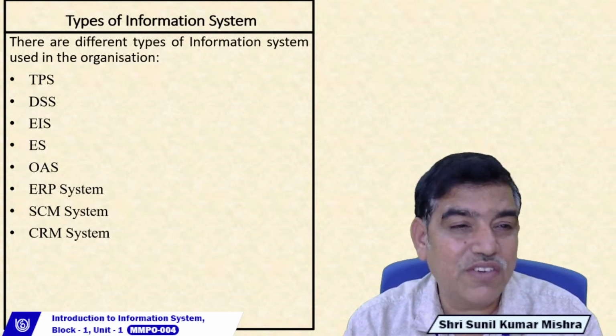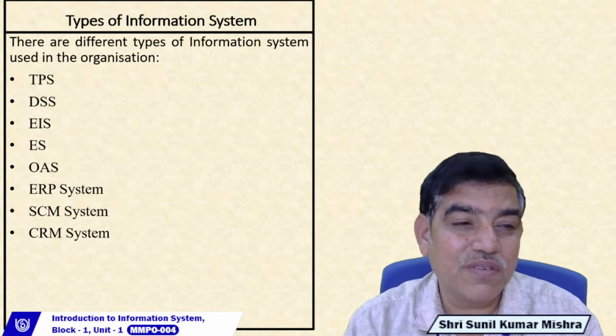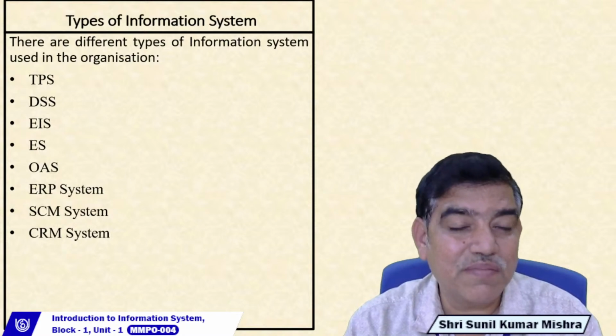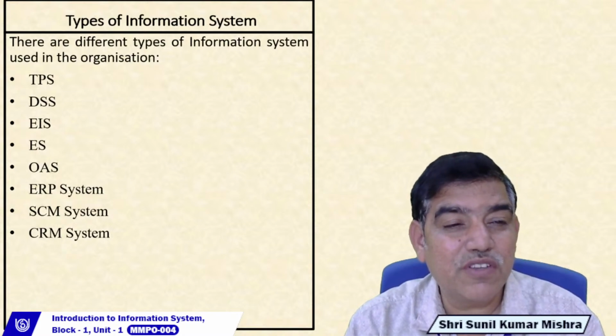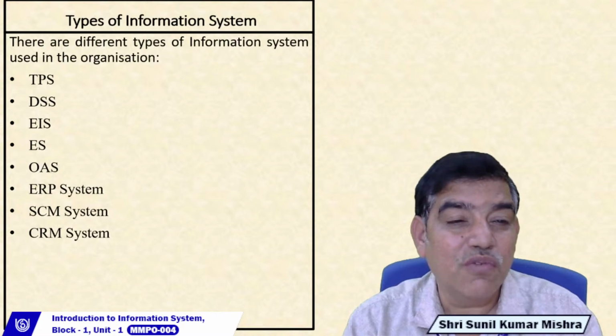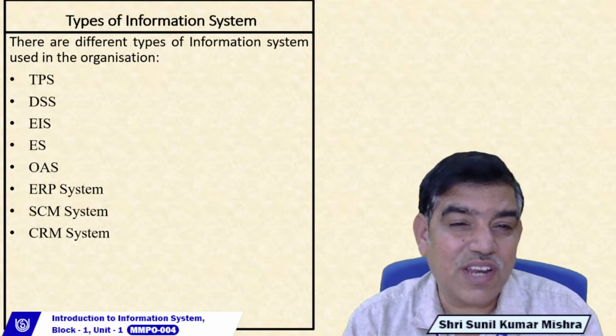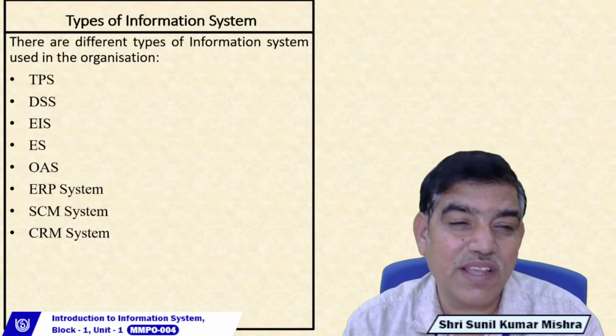Then the third one is EIS. EIS is also known as ESS, Executive Information System or Executive Support System; both are the same. Executive Information System is an information system which generates information for the top-level people in an organization for strategic decisions. Strategic decision means long-range planning.